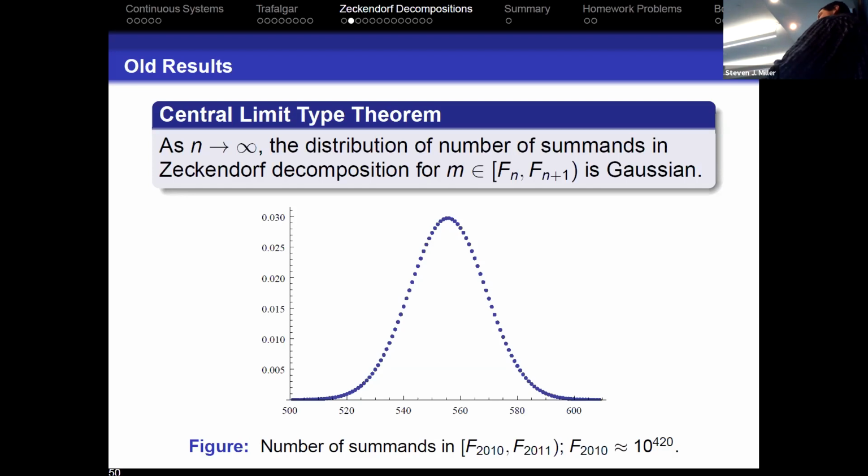2010? Yeah, it's either 2010 or 2011. It's one or the other. I think I first gave the talk in 2010. And so F of 2010 is about 10 to the 420. So I'm looking at 420-digit numbers.